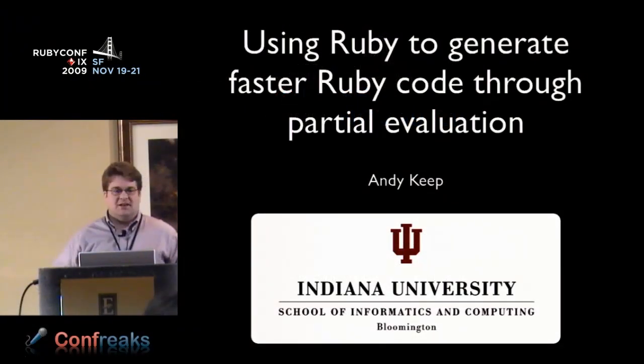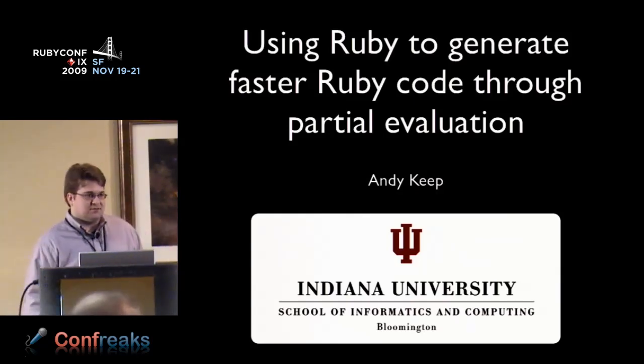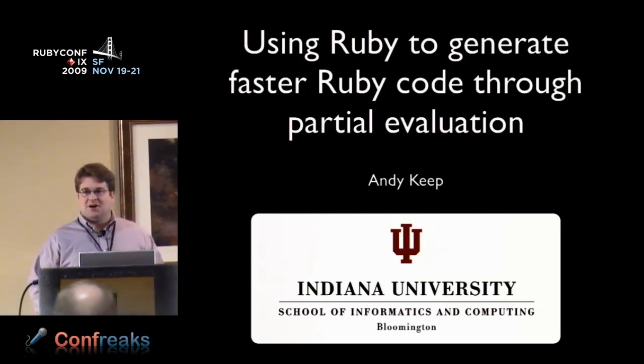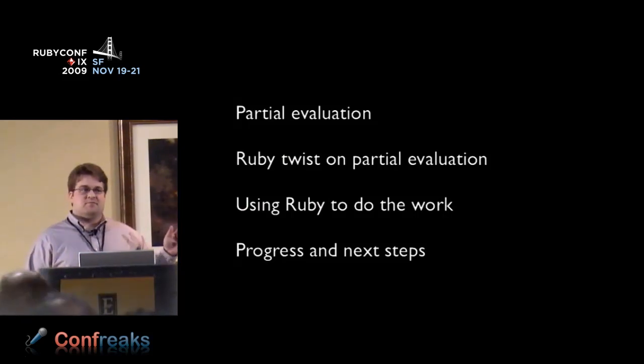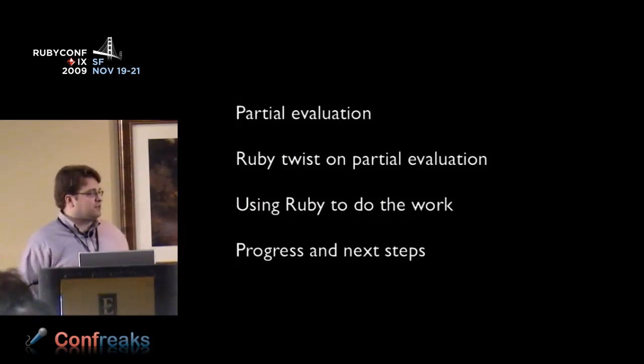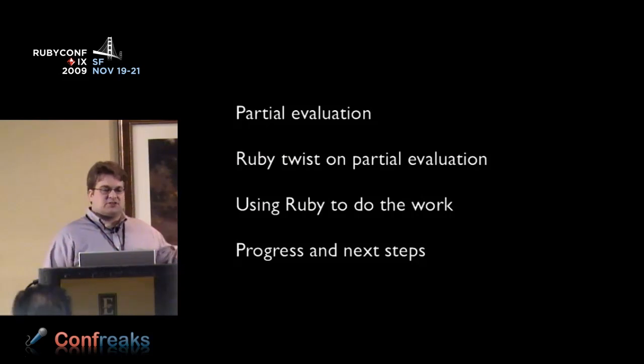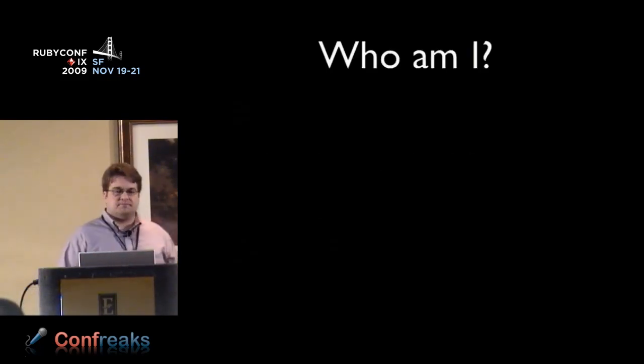My name's Andy Keep, and I'm here to talk about using Ruby to generate faster Ruby code using partial evaluation. And sorry that the title is such a mouthful. So what I want to talk about is really two things, but sort of broken into four parts. I want to talk a little bit about partial evaluation in general and what we're doing with partial evaluation in Ruby. And then about the tools that we created in order to do these transformations and what progress we've made and where we're going with it.